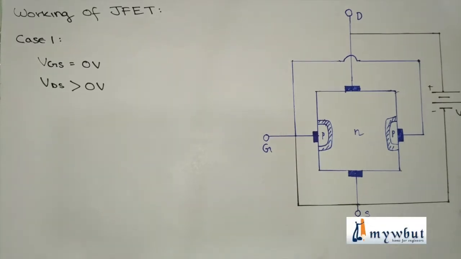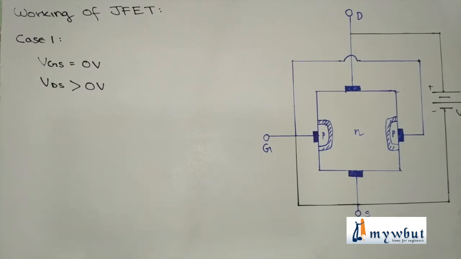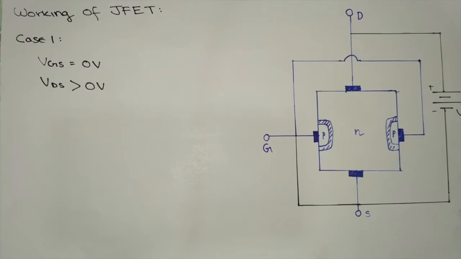Now we would be doing the working of junction field effect transistors. We would be doing two cases of the working of JFETs. The case one would be when VGS is equal to 0 and VDS is greater than 0 volt, and the second one would be VGS is less than 0 and VDS as usual is greater than 0 volt.